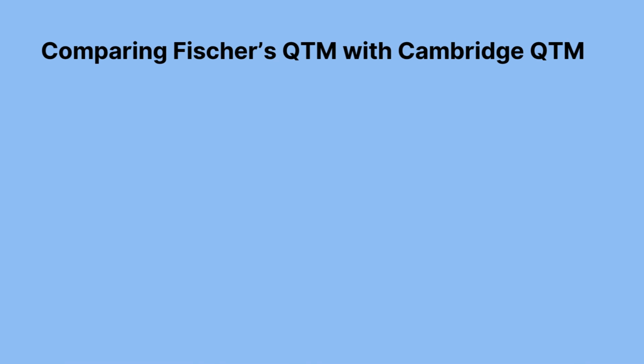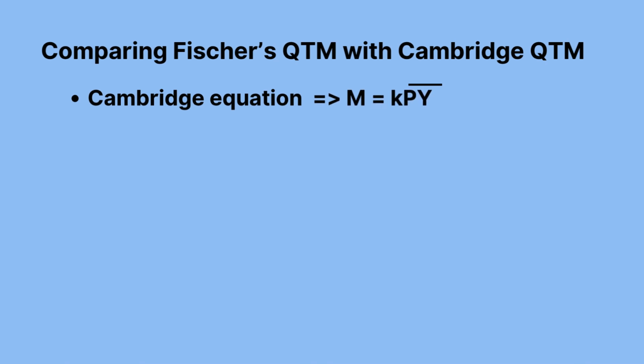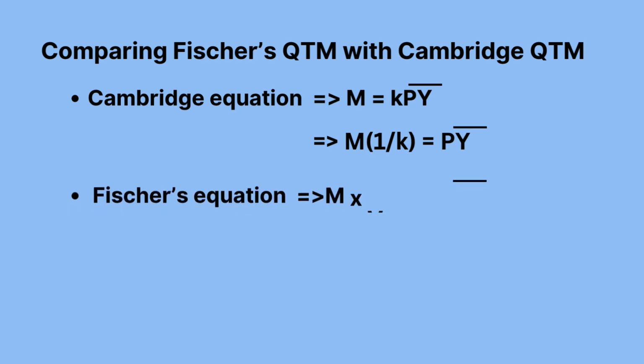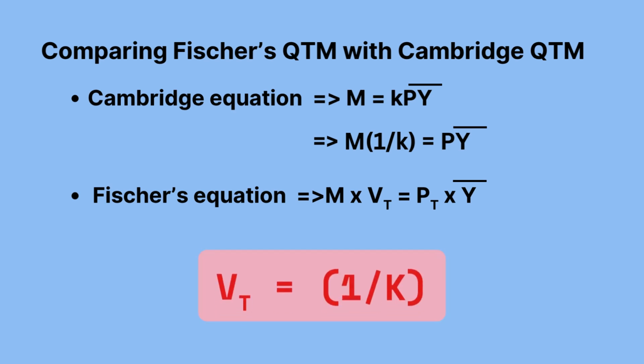Now we can compare this Cambridge equation with Fisher's equation. Here, money supply is equal to K into P into Y bar. If we take K to the other side, we would have money supply into 1 by K is equal to P into Y bar. Now remember that Fisher's equation was money supply into velocity is equal to P into Y bar. Thus, comparing the two equations, one can infer that velocity is equal to 1 upon K.